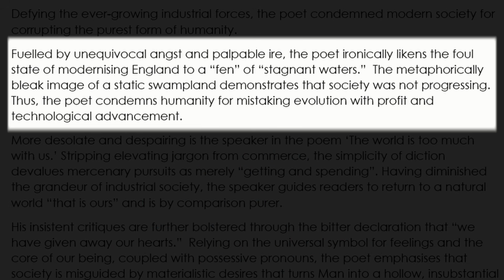And I'll just mention that the first part of this might sound familiar because we begin with a lead-in sentence. And I also picked this example because you should be able to understand the basic gist of it even without doing the text. But basically, the writer, or the poet in this case, is saying that his city, London, England, is being corrupted and is like a swampland. So the first sentence, the poet ironically likens the foul state of modernizing England to a fen of stagnant waters. So he's basically saying that England looks like a swampland.